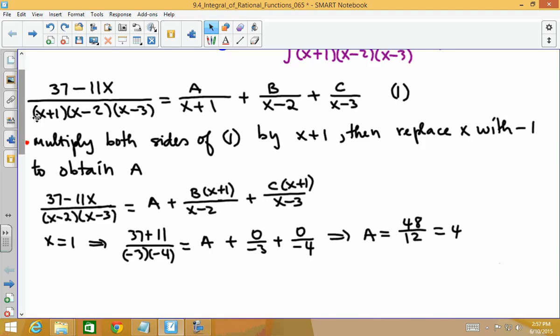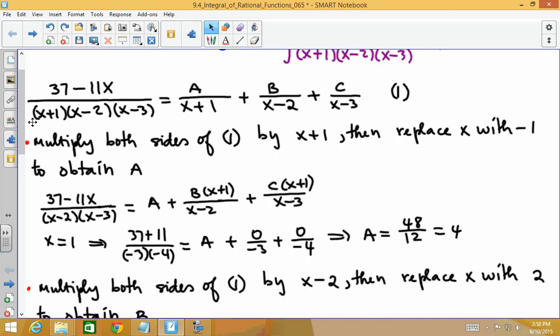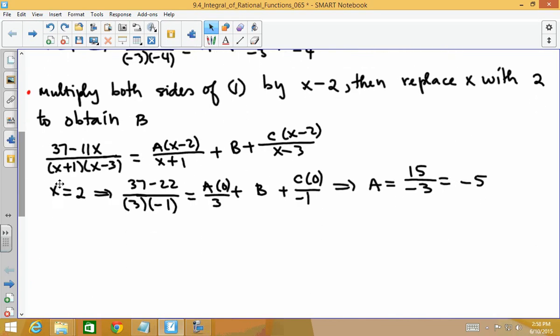Now we do exactly the same way. Instead of multiplying by x plus 1, we are now going to multiply by x minus 2 to obtain b. If you multiply by x minus 2, here the x minus 2 in the denominator cancels out, and then you have a times (x minus 2) and c times (x minus 2). That's exactly what we do to get b. So you multiply by x minus 2. Here you get (x plus 1)(x minus 3) as the new denominator on the left, and you get b here, (x minus 2) times a, (x minus 2) times c.